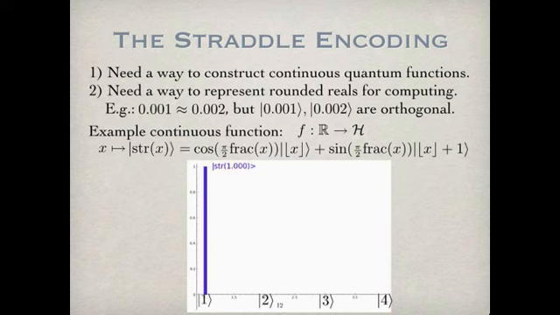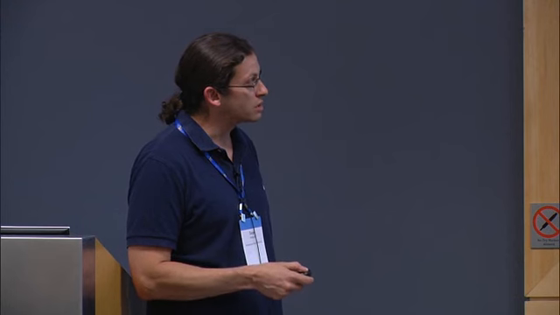A real number x can be mapped to the straddle of x, which is basically sitting on x and x plus 1. I'll show you an example down here. It's the cosine part of the fraction here and the sine part here. So here's basis state 1, 2, 3, 4. And if I let this go, it'll show you the straddle encoding of different values.